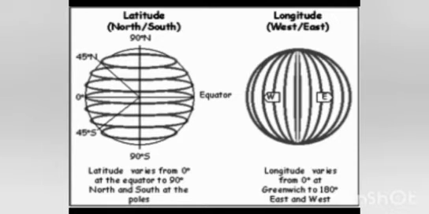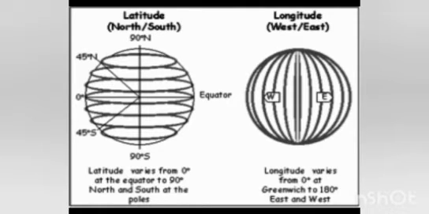According to the international agreement, the longitude passing through the Royal Observatory at Greenwich in England, United Kingdom, is accepted as 0 degree longitude. It is called the prime meridian. The prime meridian is the starting point for measuring longitude.